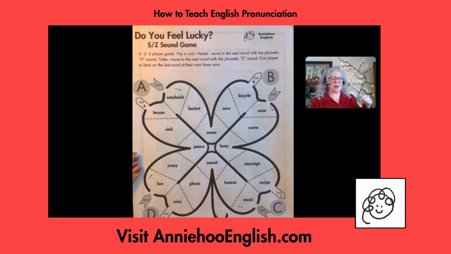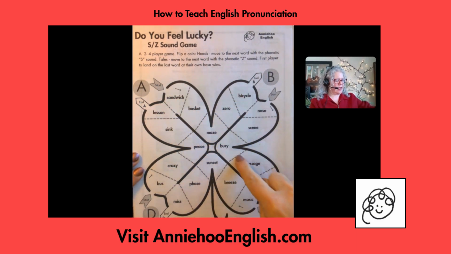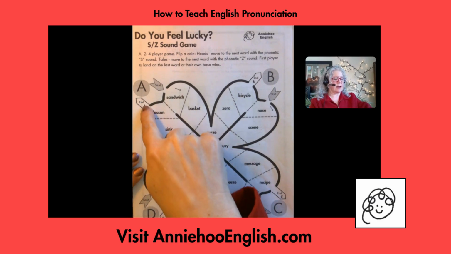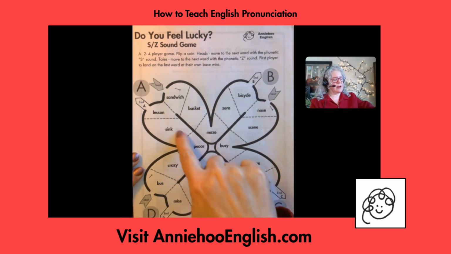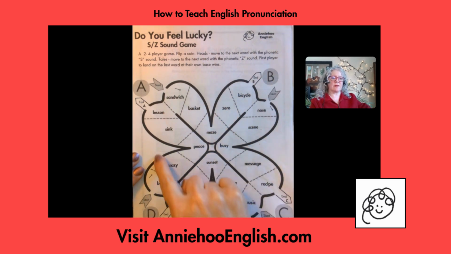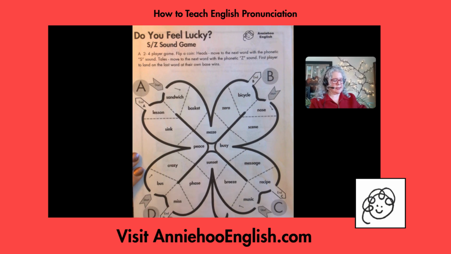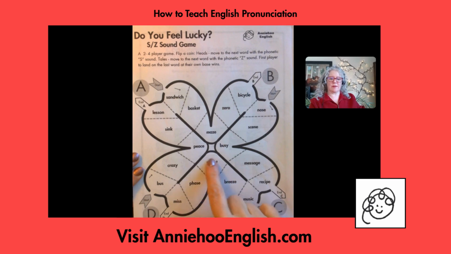Okay, this is your basic template of a game board. You would go this way for letter A if you are player A, and then you end and you exit here. Player B can start here, go all the way around, and exit here. C is down here. You start and you go around, and D would start here and go around.